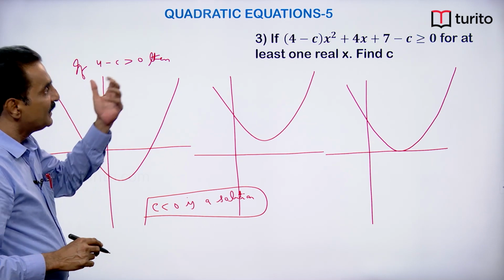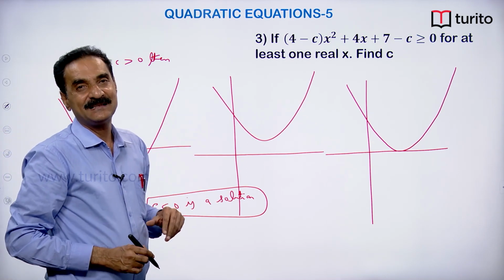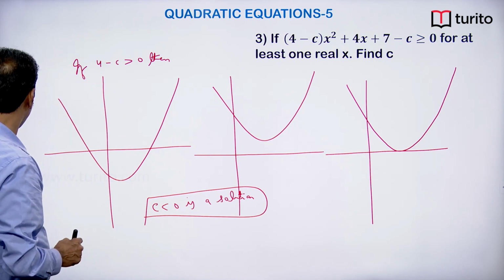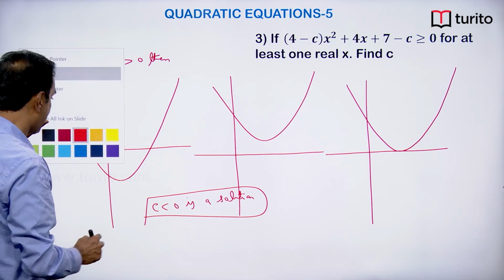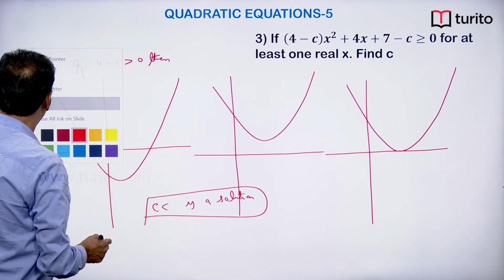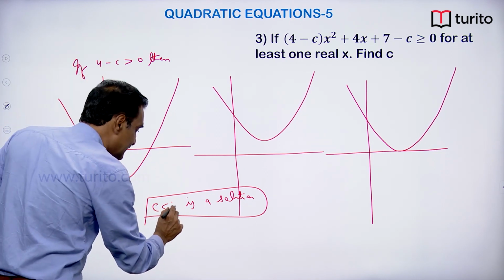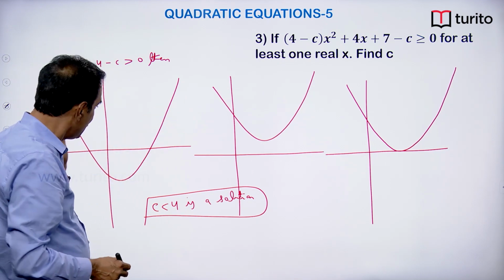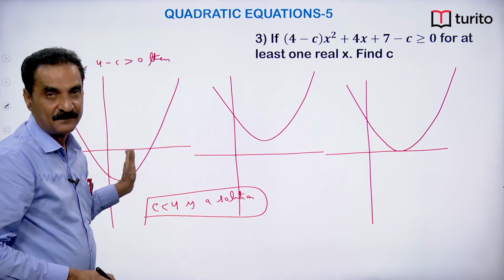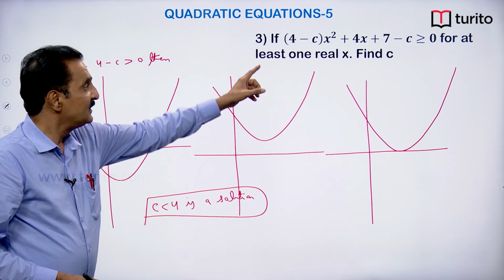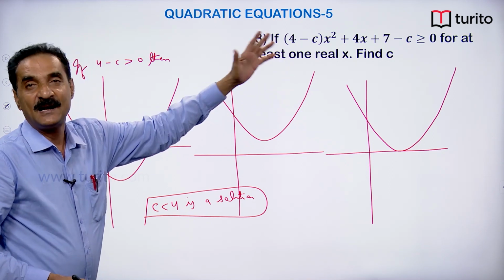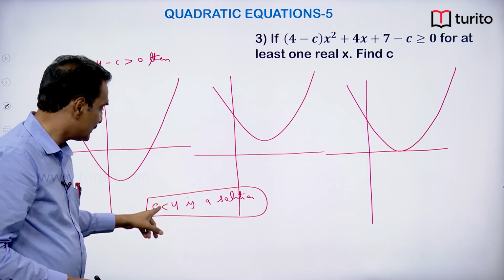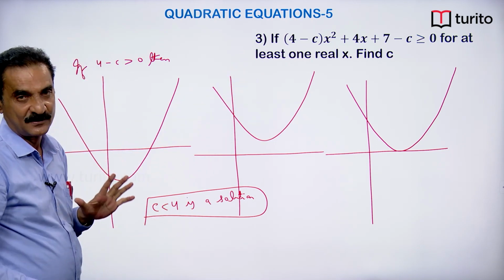Okay. Now, when c is less than 4, c is less than 4 is a solution. If c is less than 4, 4 minus c is positive, then you will get one of these three cases, then that expression will be greater than or equal to 0 for at least one real x. It is true. So, c less than 4 is a solution.